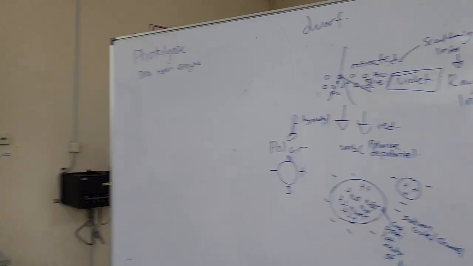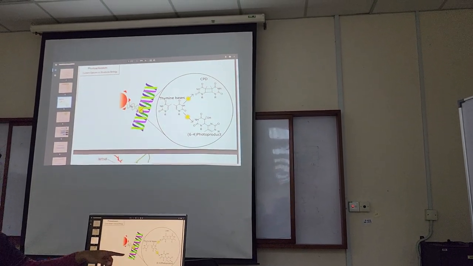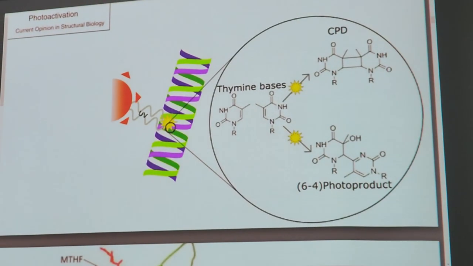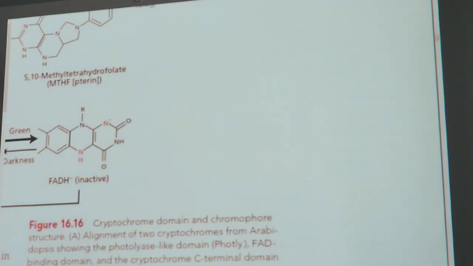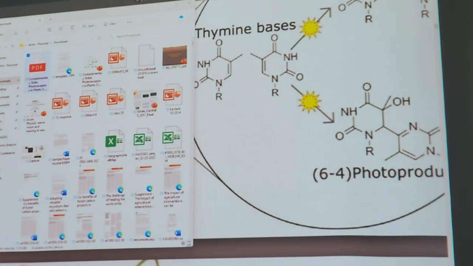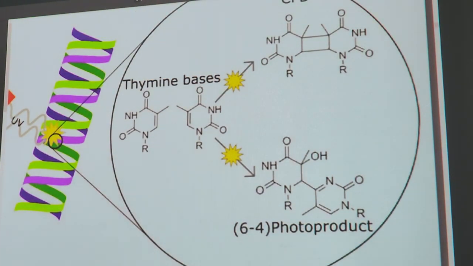This is what happens. Actually, this should be the first image. UV light, we all know, is very damaging to your DNA. Your DNA has nucleotide bases, right? Adenine, thymine, guanine. What else? Cytosine. So, for the example here, the thymine, one of the nucleotide bases in your DNA sequence, when it is hit by UV light, it's going to become unstable. It will start to create a new product out of it. These two products are called the CPD and also the 6-4 photo product.